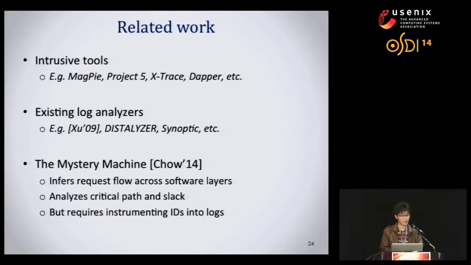As for related work, we have already explained that existing tools are either intrusive or cannot infer request control flow. And in comparison with the Mystery Machine, which was presented on Monday, they can infer request control flow across software layers, while we can't. And they can analyze critical paths and slacks, but they still require instrumentation on existing logs.